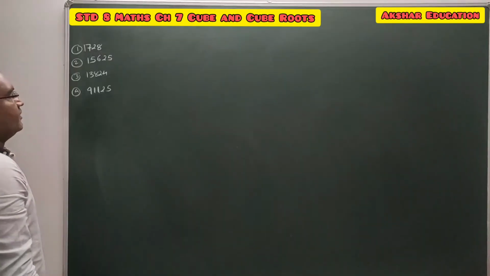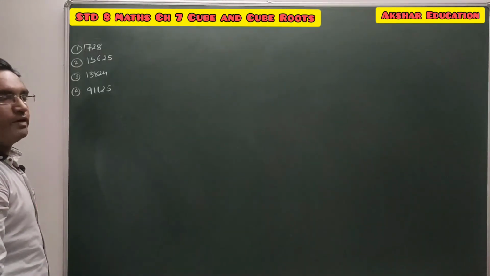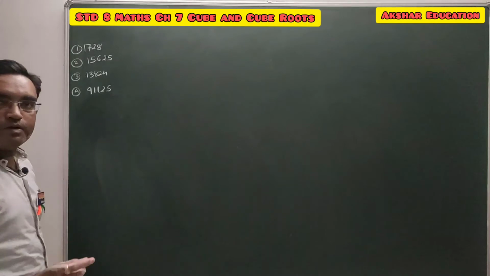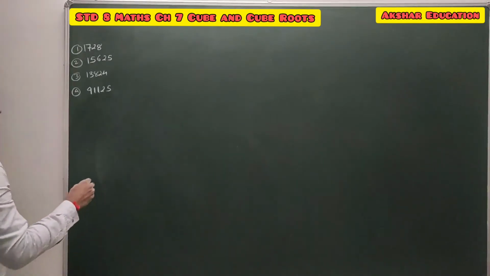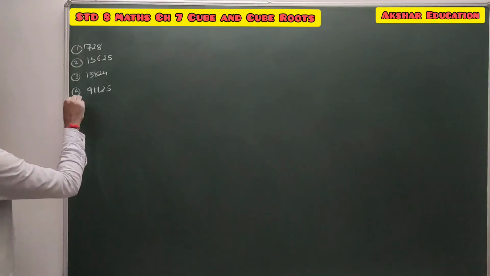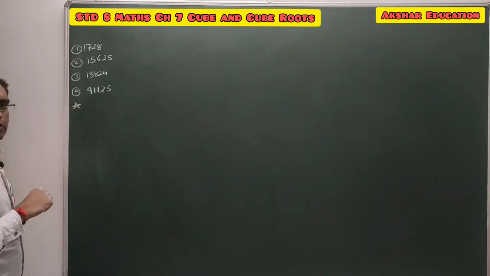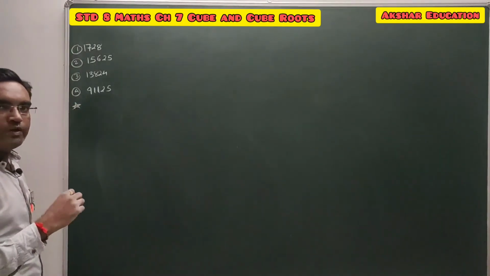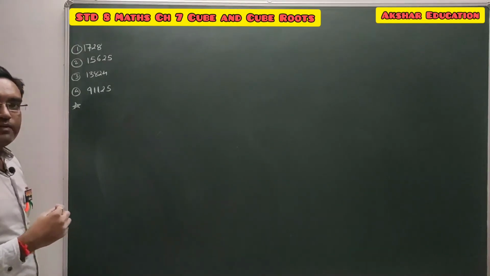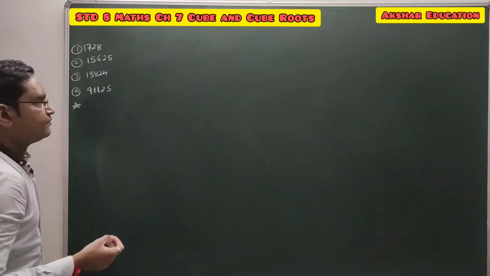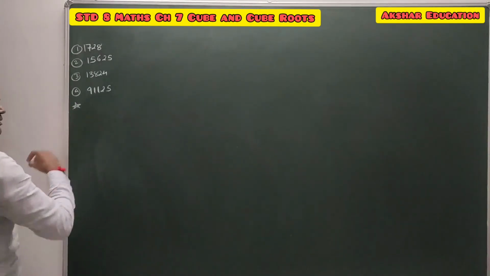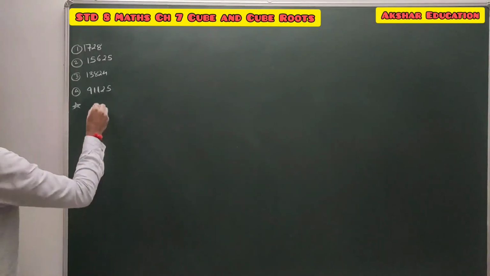Now the next question is to find the cube root of the given numbers. So perfect cube numbers are given, and you have to find the cube root of the given number by using the prime factorization method. Basically there are two methods to find the cube root of any given number. The first method is the prime factorization method, and the second method is the method of estimation. So first we will discuss the method of prime factorization to find the cube root of the given number.